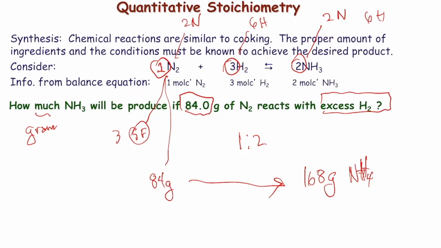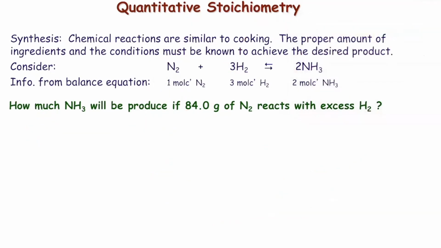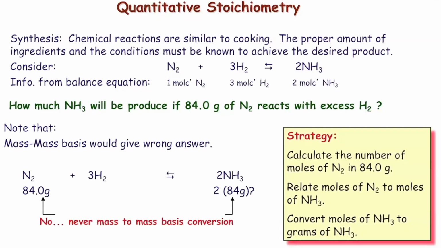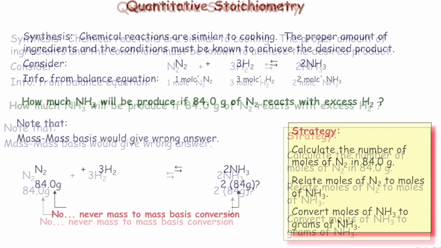So don't ever do mass to mass. You always have to go from mass to moles. Now you know the individual pieces. Moles of one chemical to moles of the second chemical through the balanced equation, and then I convert that moles to mass. So that's what we have right here, okay? Never do that. You need to figure out how many nitrogen moles you have, and then you can figure out how many ammonia moles you have, and then you convert moles of ammonia to grams of ammonia using the molar mass. That's the key.